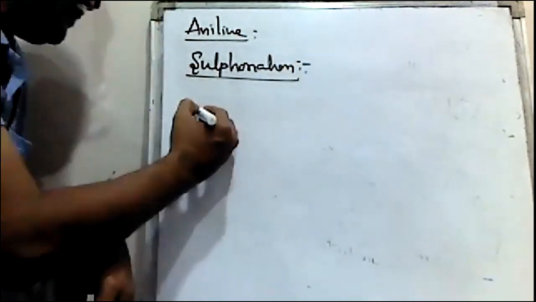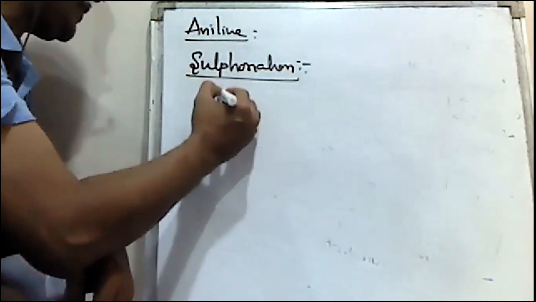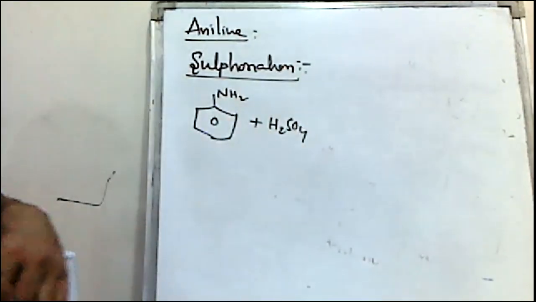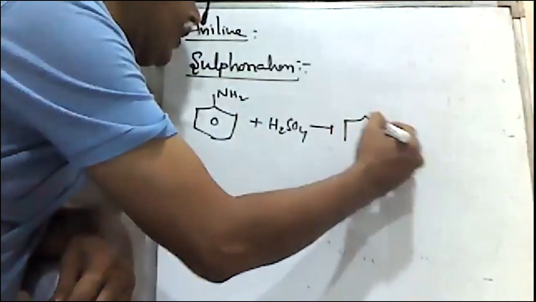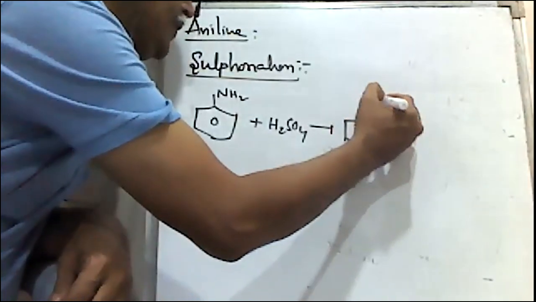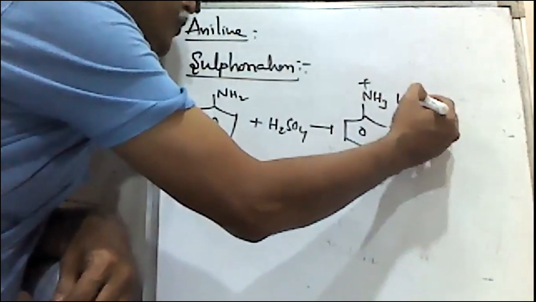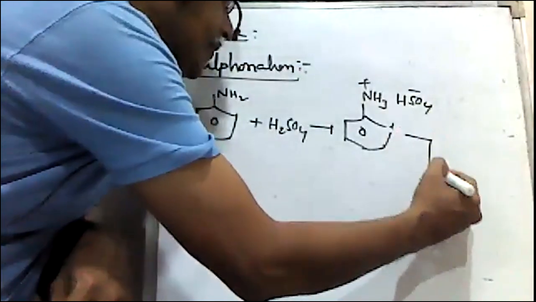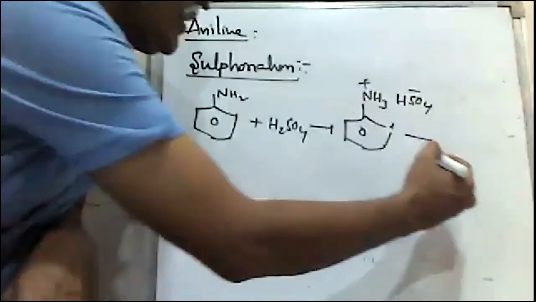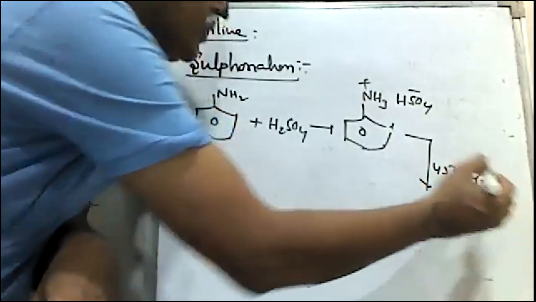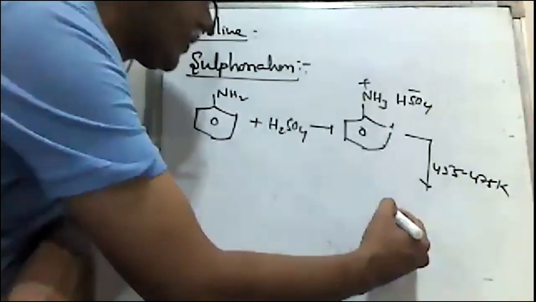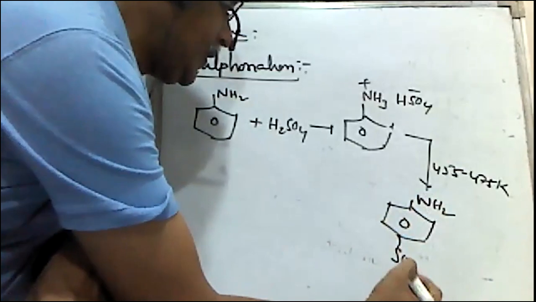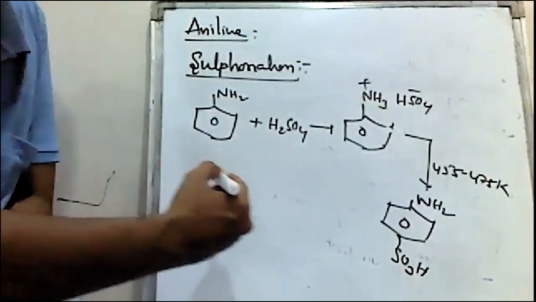Sulfonation: aniline on reaction with sulfuric acid. Initially, it forms a salt, NH3+ HSO4-. This on heating at 455 to 475 Kelvin forms NH2 C6H4 SO3H, sulfanilic acid.